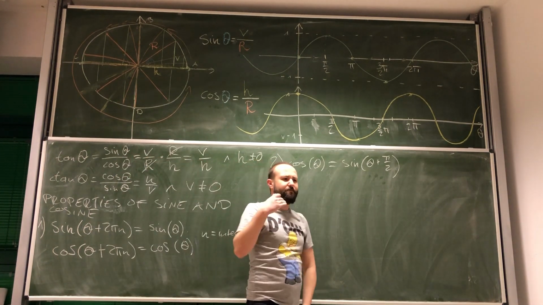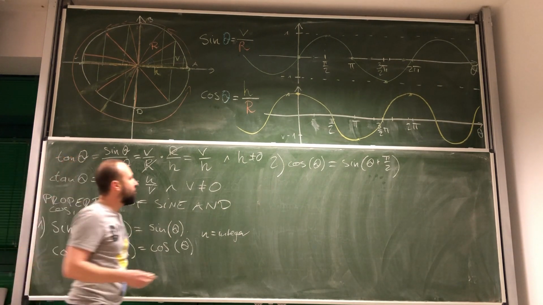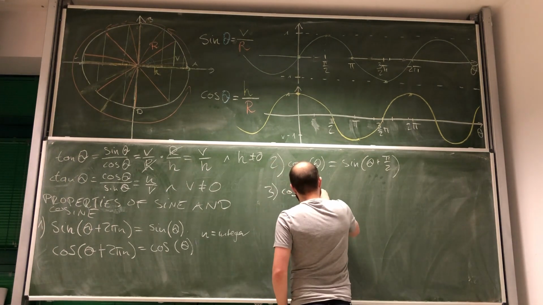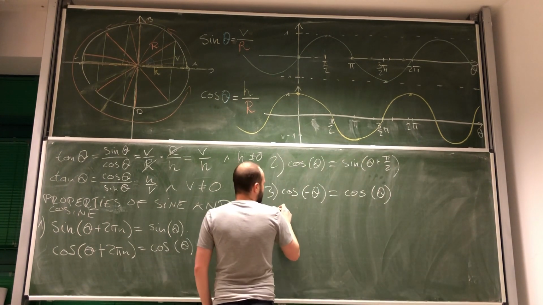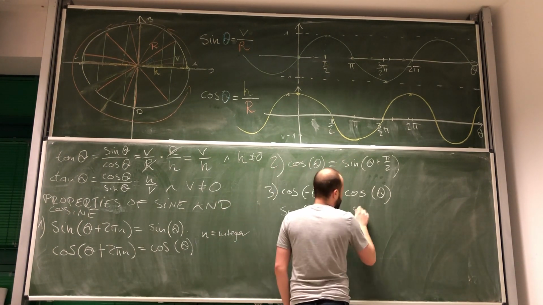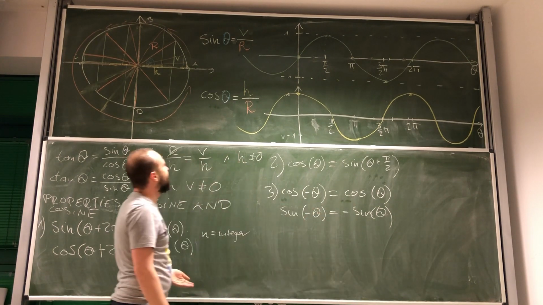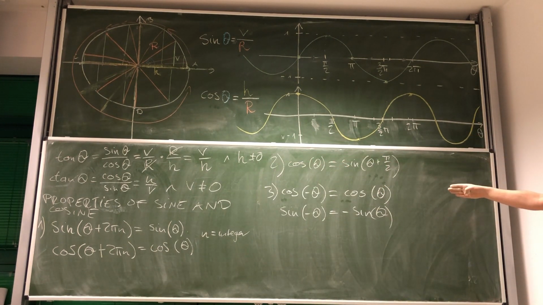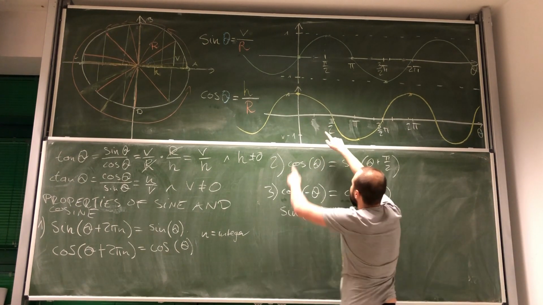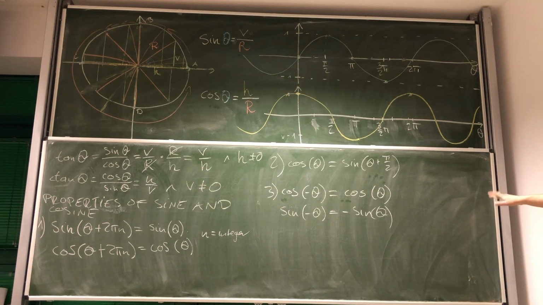Okay, so now property number 3 is that cosine of negative theta is equal to cosine of theta. Okay, and sine of negative theta is equal to negative sine theta. This property is simply telling us that cosine is a function that is a mirror reflection of itself with respect to the vertical axis. You see, we got the same shape the further we go from 0. But as you see, this property is not true for the sine function.